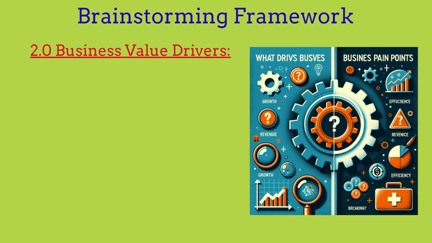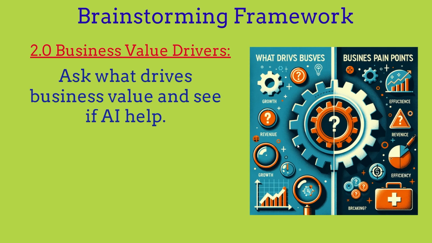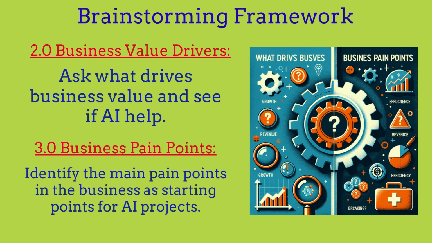The second part is the business value drivers. Ask what drives the business value and see if AI can actually help to meet that requirement. For the third part, we have business pain points. You need to identify the main pain points inside of the business as starting points for AI projects. If we look at the right here, we need to consider both of these: what drives the business and what the business pain points are. The business pain points are basically the problems that happen inside the business. For all of the problems that happen, think about how you can try to automate them so that it makes life easier inside of the business.